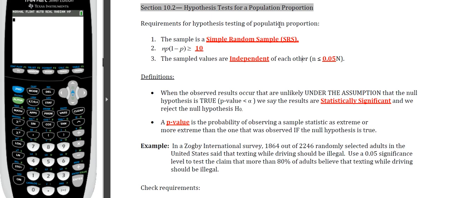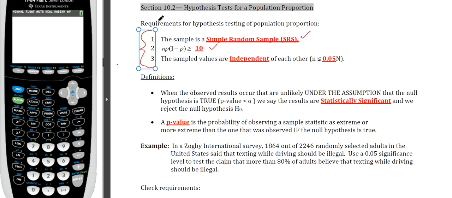In order to do these, we need to verify a few things. We basically set up everything in terms of how to do a hypothesis test, but we also need to make sure that we know our conditions, because these are all still based on the normal distribution. Our conditions are the same as they were from Chapter 9, and also Chapter 8 technically. We want to make sure that our sample is a simple random sample, or that it says randomness somewhere. We want to make sure np(1 minus p) is greater than or equal to 10. And we want to make sure that the sampled values are independent of each other, so that means that the little n is less than or equal to 0.05 capital N.